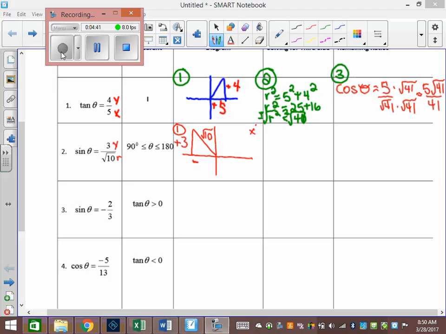So it's going to be x squared equals r squared, which is root 10 squared, minus y squared. Remember, you have to rearrange it. So if it's x squared plus y squared equals r squared, if I'm solving for x, I have to subtract the y over, right? So I'm going to get x squared equals root 10 squared is just 10 minus 9. So x squared equals 1.